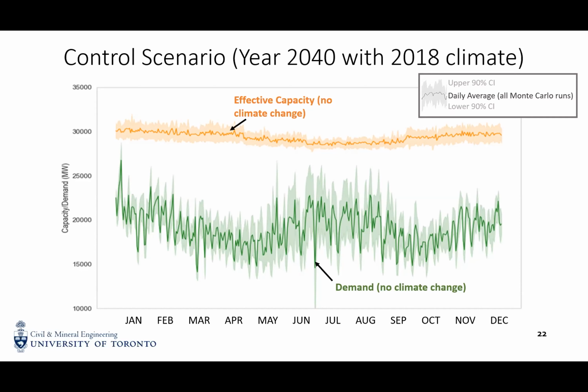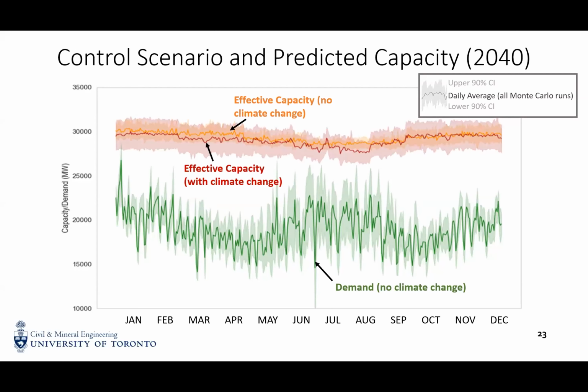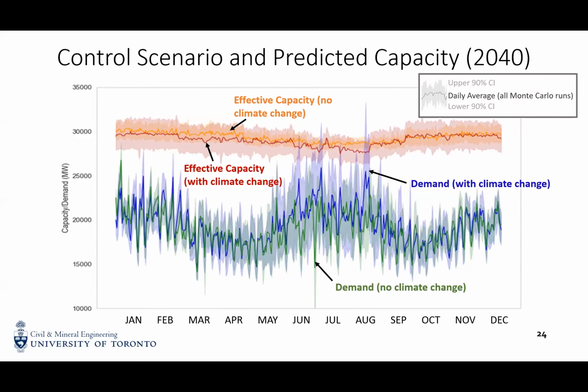So now I'll layer in the climate change scenario. The red line here illustrates the effective capacity with climate change. As you can see, capacity dips during the summer as expected, but remains almost consistent with non-climate change capacity in the winter due to milder winters. It has a much greater variability, as seen with the larger shaded area, due to climate variance and more extreme weather events. I've added the demand with climate change in blue, but for clarity, let me remove the control scenario.